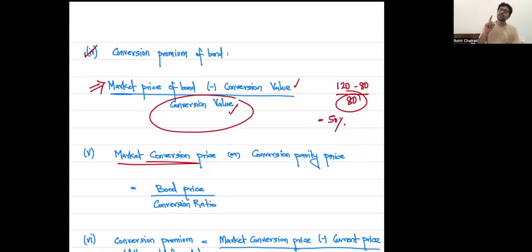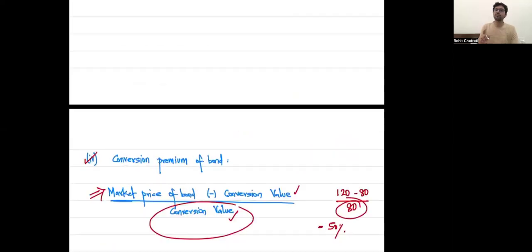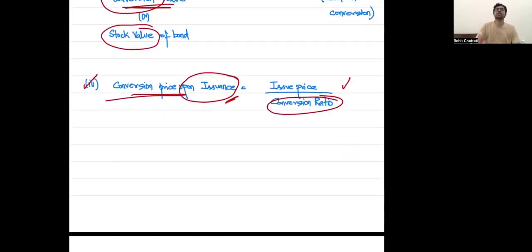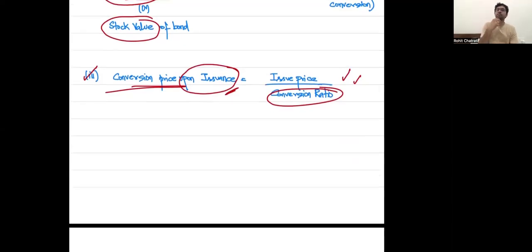An investor who purchased the bond at the time of issuance, for him this ratio is relevant, where he takes the issue price divided by the conversion ratio. But let us say I am an investor who has not purchased the bond at the time of issuance, but I am purchasing the convertible bond at the market value today. So the price that I am going to pay is the market value of the bond.